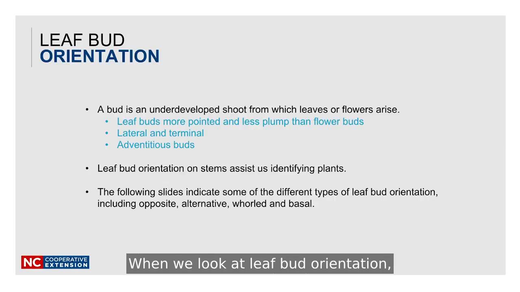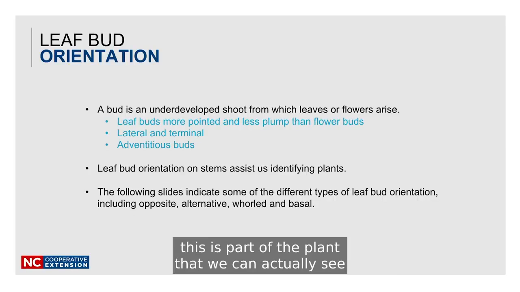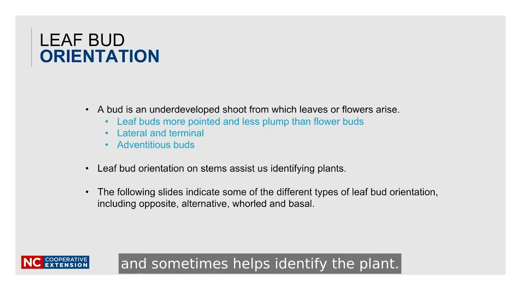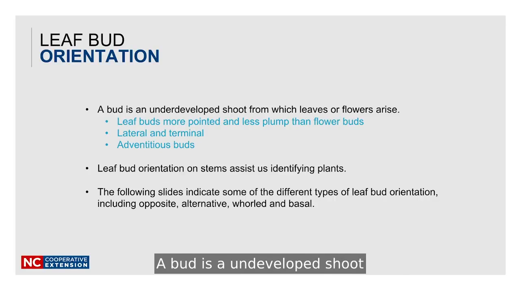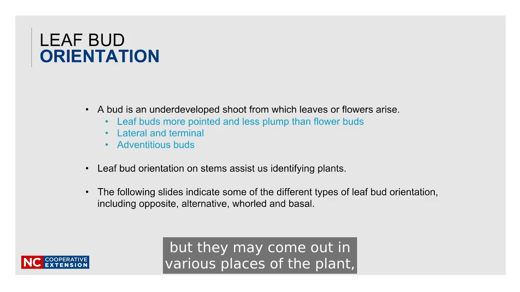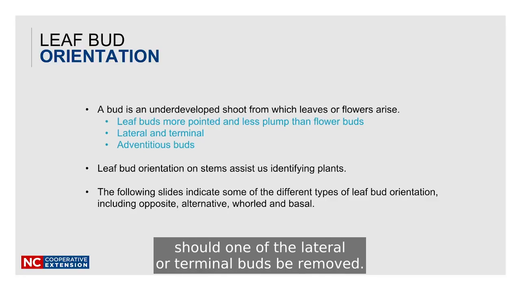When we look at leaf bud orientation, this is part of the plant that we can actually see and sometimes helps us identify the plant. A bud is an undeveloped shoot from which leaves or flowers arise. Leaf buds tend to be more pointed and less plump than flower buds. They're both lateral and terminal, as well as some adventitious buds. Adventitious buds are not readily seen, but they may come out in various places of the plant should one of the lateral or terminal buds be removed.